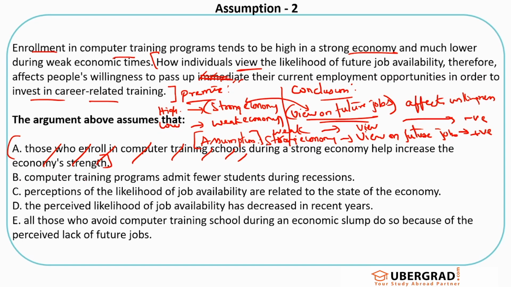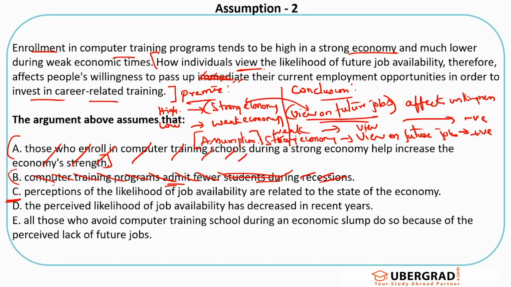Those who enroll in computer training schools during a strong economy help increase the economy strength. Absolutely irrelevant in this context. Not going to help me to reach this conclusion. Computer training programs admit fewer students during recessions. It's not that the computer training programs admit fewer; they don't take less number of people. The passage is rather saying that people join less. There is also anyways countering actually against what is given as an argument here, so it's not even in line with it. And moreover, if something is mentioned in the passage, keep in mind it can't be the assumption. It's already talked about, so you won't take it as an assumption.